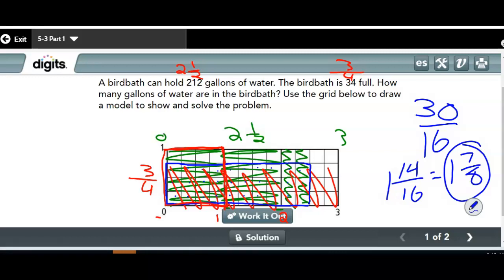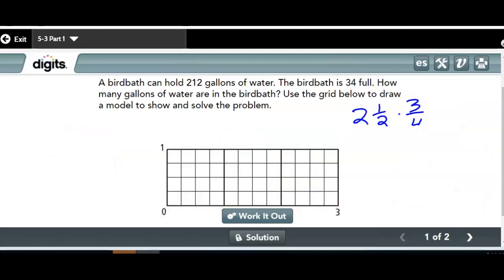Okay. Show me what you know off to the side about multiplying 2.5 times 3/4 without a model. What do you remember? 2.5 times 3/4. How would you solve this without a model? Ian. So what did you actually do there?